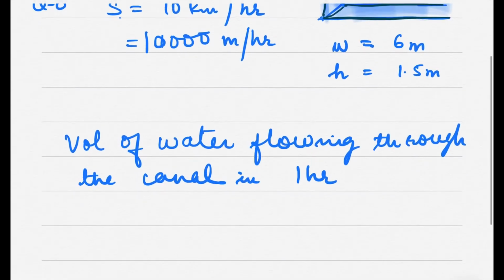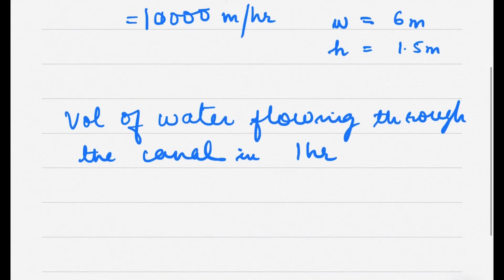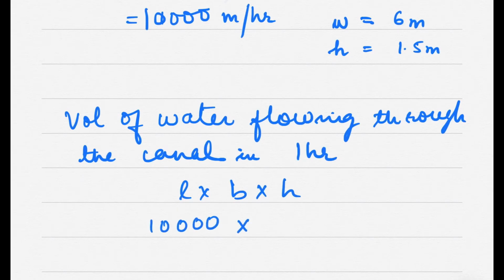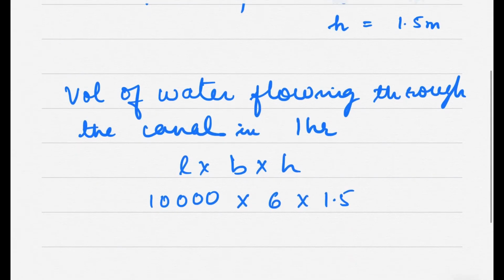So this will be my length, right? So length I can take as 1 hour's flow. So I have to find the volume. So volume will be equal to, we know, L into B into H. So length I am taking as 10,000, and breadth is given as 6, and height is 1.5. Okay, so I know 15, 60 and 90, and so this will go. So I'll just have 90,000, right?